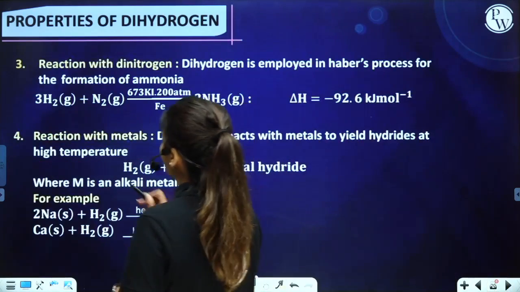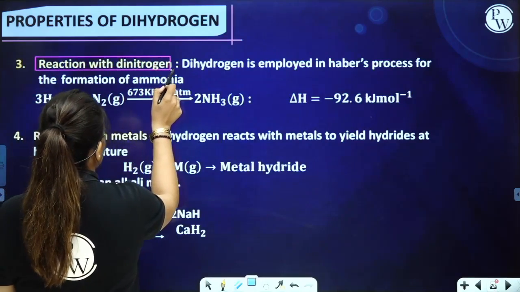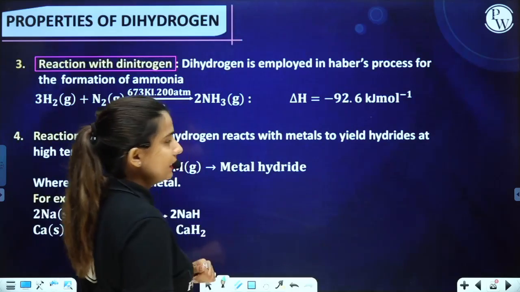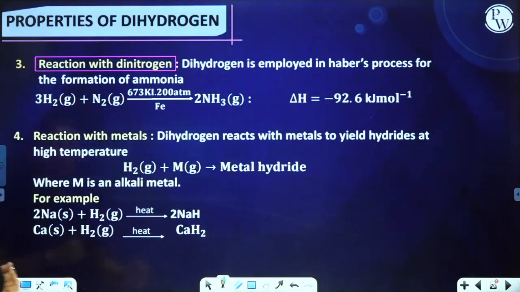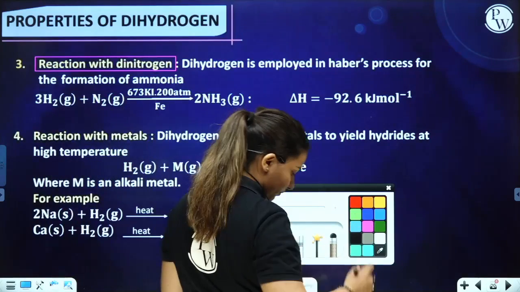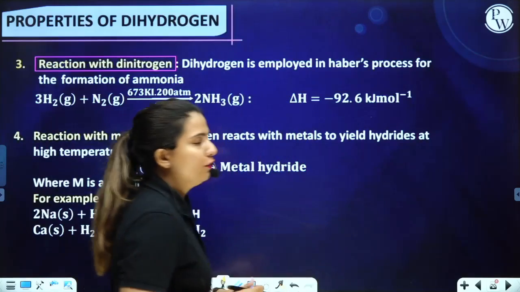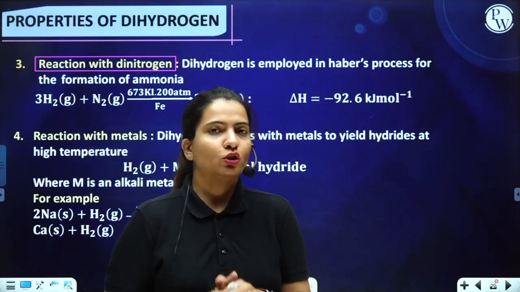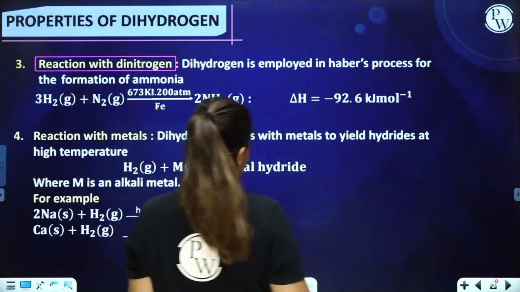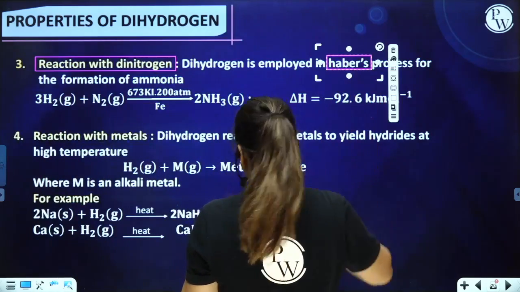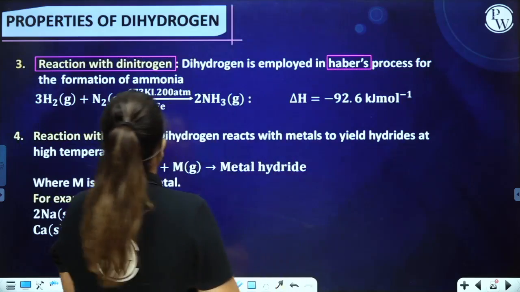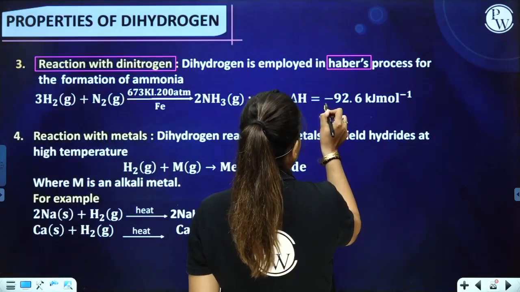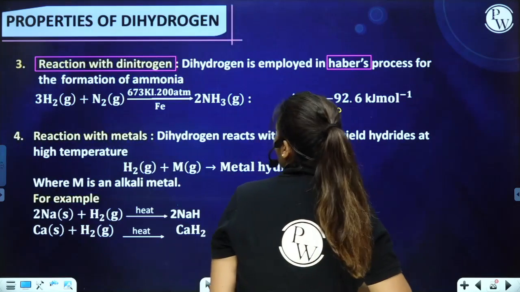Reaction with dinitrogen, it's a very important reaction. Let's discuss. If we talk about the reactivity with dinitrogen, this process has a name, which is known as the Haber's process. And in this reaction, the nature is exothermic. You already know that this reaction is exothermic in nature.